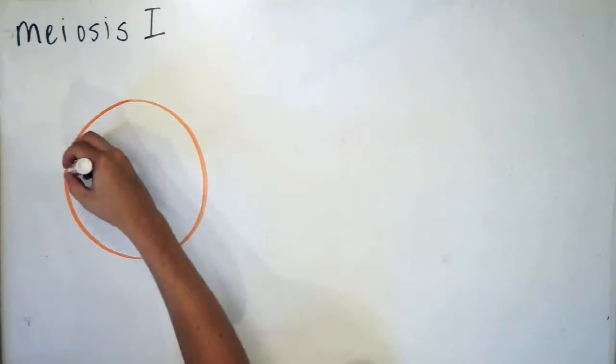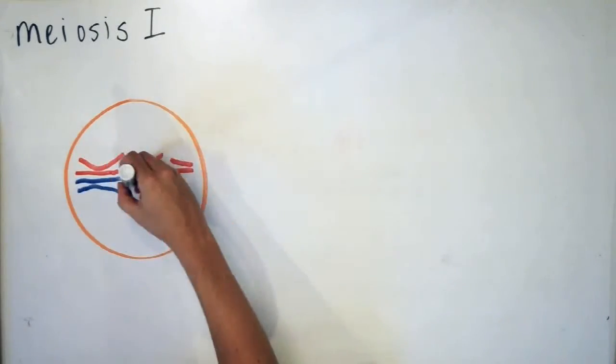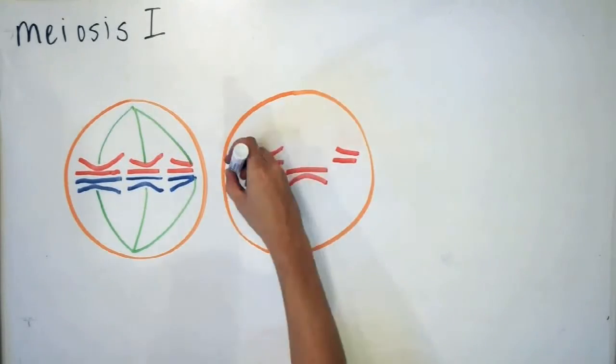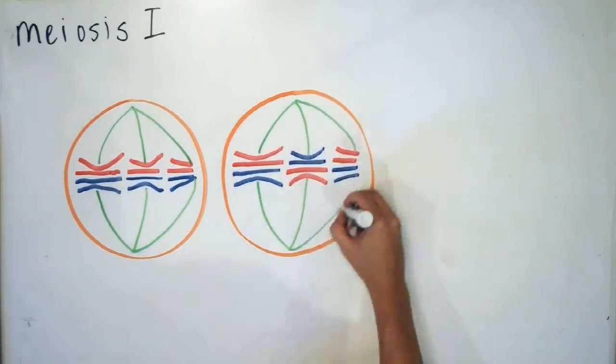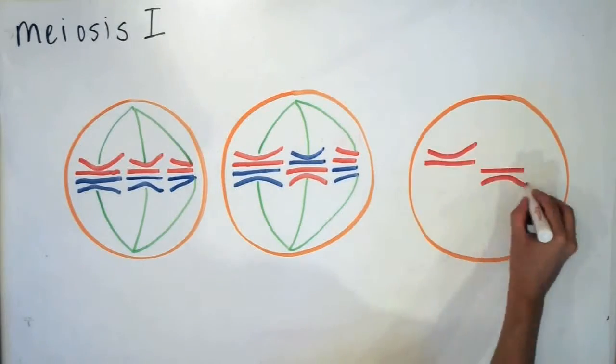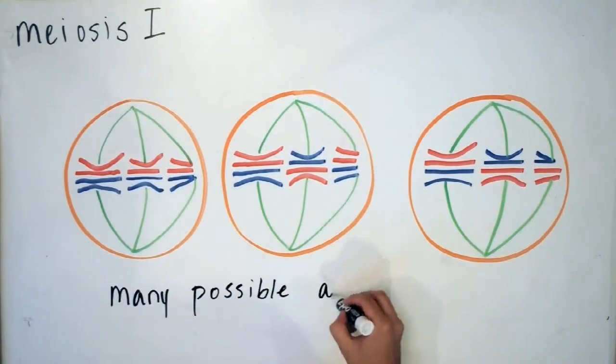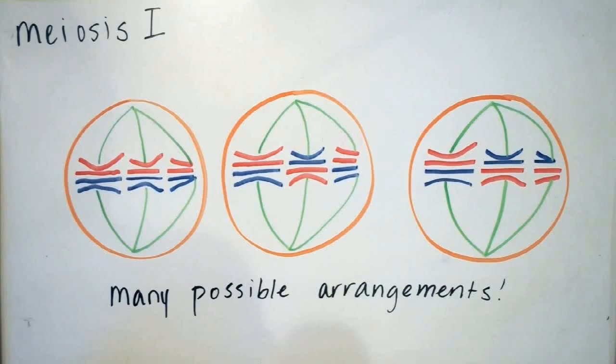Recall in the video on meiosis that we talked about how the independent assortment of homologous chromosomes during meiosis 1 generates variation within gametes. This is because the orientation of the sister chromatids is random, and thus there are many possible arrangements, such as the three shown here.